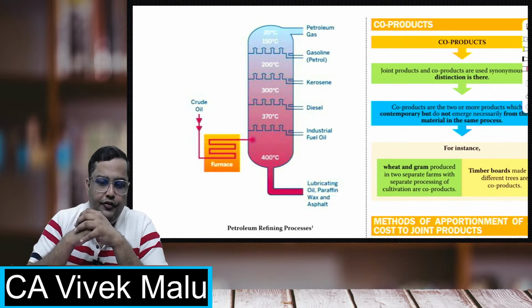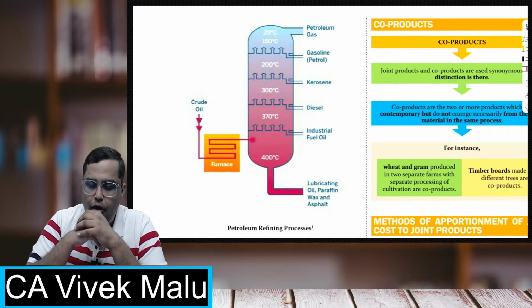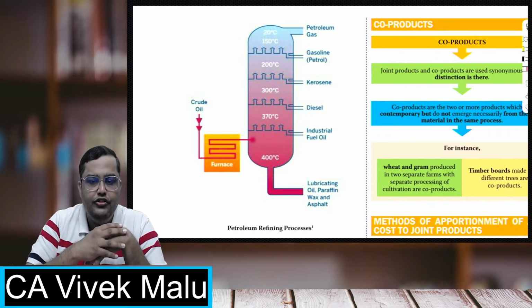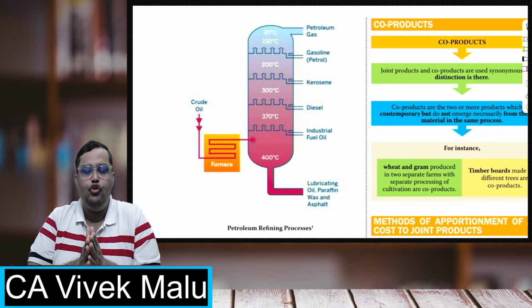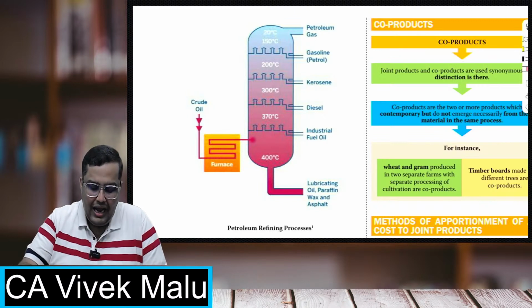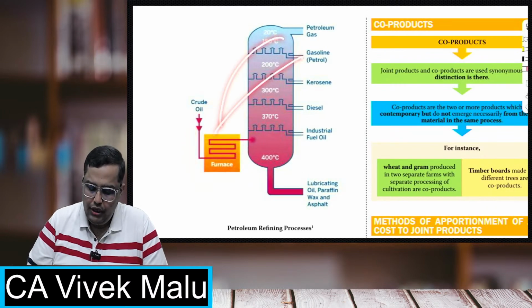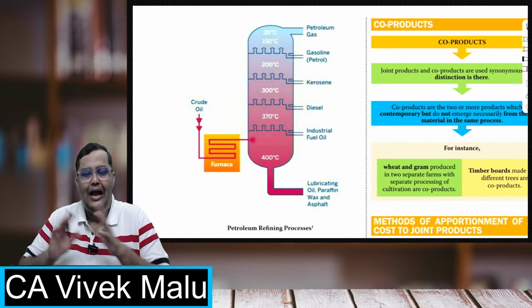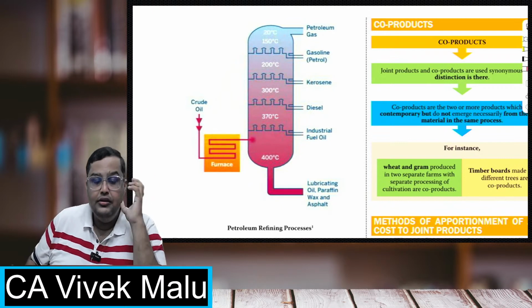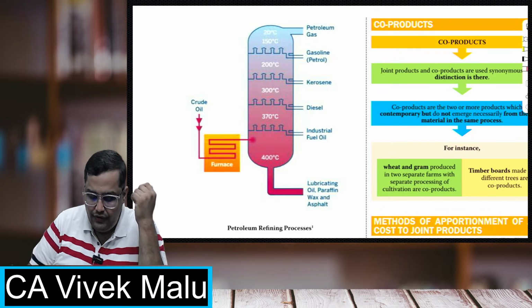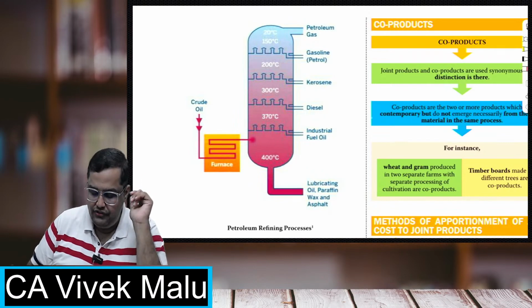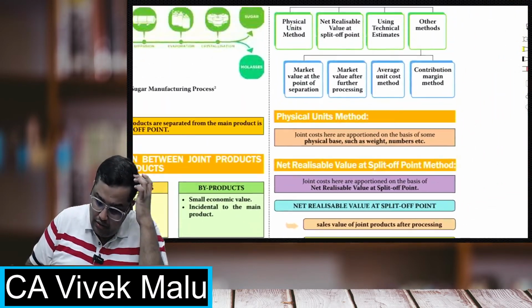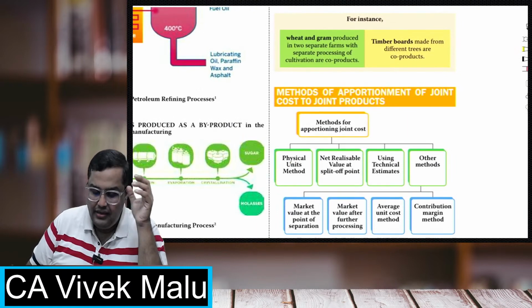But before split off, pre-separation, whatever you call the joint cost expenses, all of the pre-separation expense is all joint, and you have to divide this joint cost over all the products. I have to divide the cost over petroleum, gasoline, kerosene, diesel, industrial fuel. I have to divide it amongst all of them. So this is the challenge. On what basis will I distribute the cost of the crude oil as well as the refining charges over all of these? Now, there are many methods of doing this.